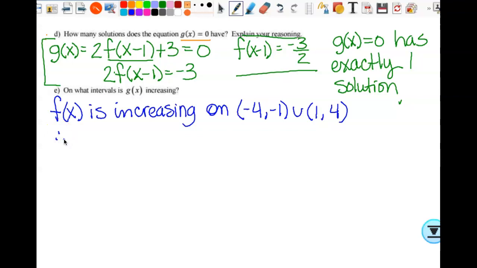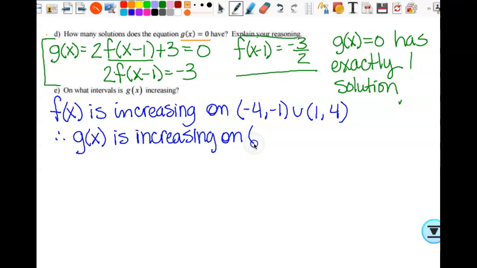What do the 3 little dots mean? Therefore, g of x is increasing on, and then we've got to figure that out. Now notice these are open intervals, right? Because for increasing, decreasing, and concave up, concave down, we just leave everything open.